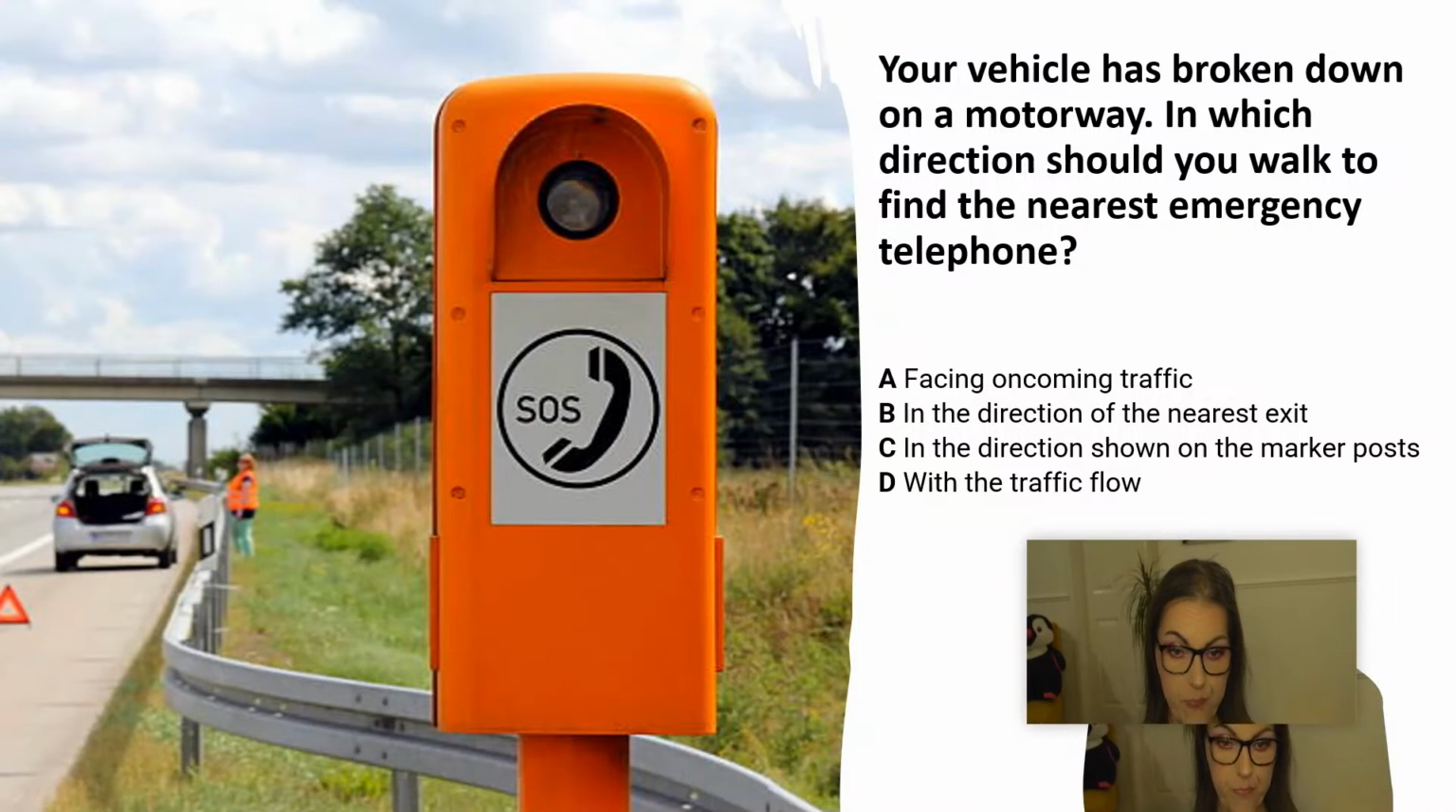Next question. Your vehicle has broken down on a motorway. In which direction should you walk to find the nearest emergency telephone? A. Facing oncoming traffic. B. In the direction of the nearest exit. C. In the direction shown on the marker posts. Or D. With the traffic flow.